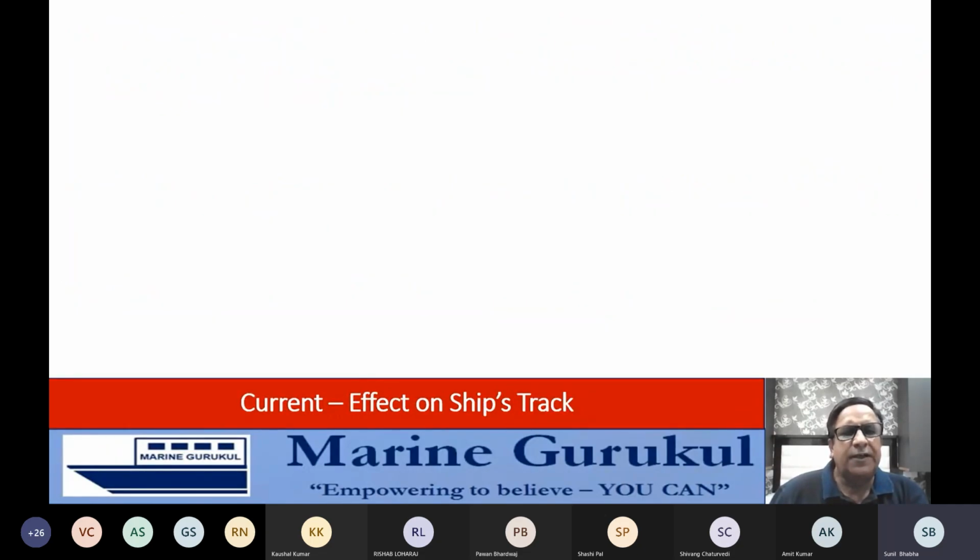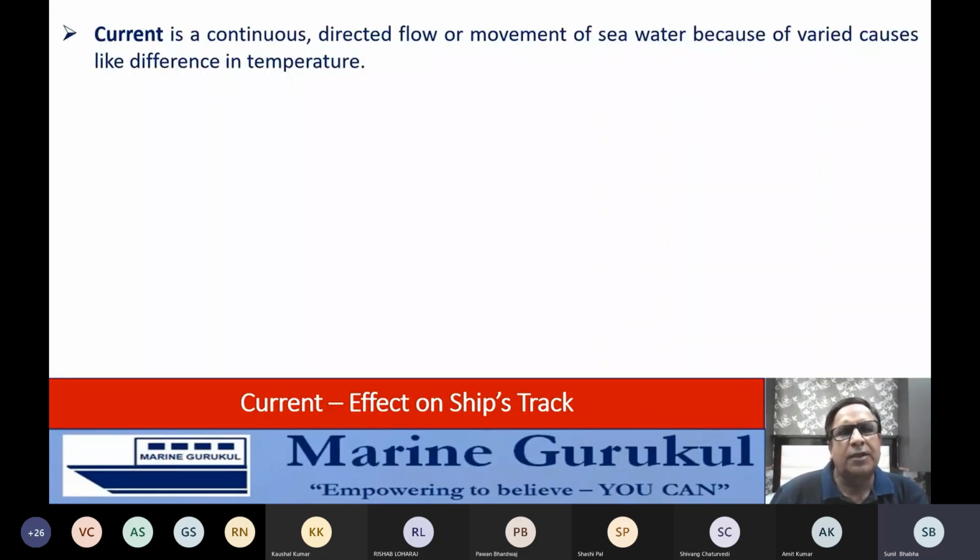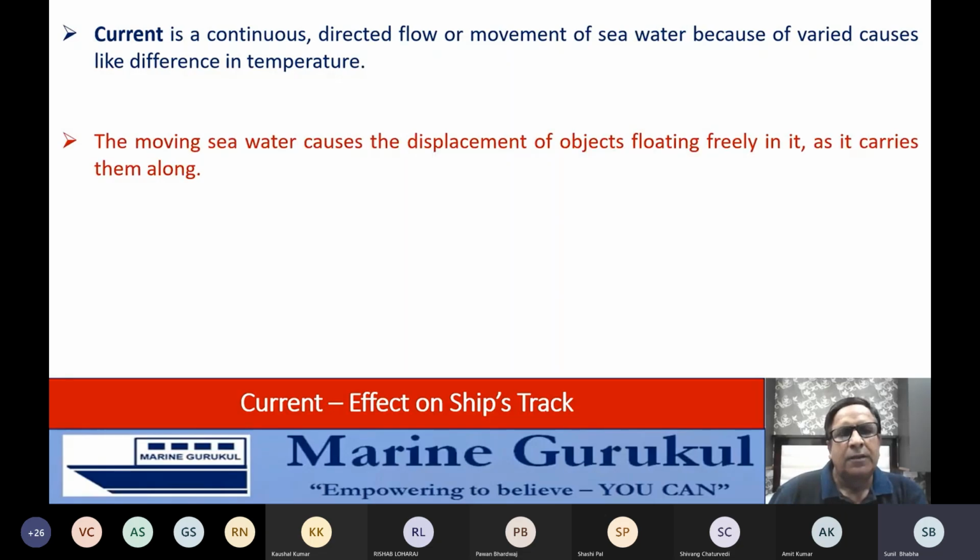Now let's understand the effect of current on the ship's track. What is current? Current is a continuous directed flow or movement of seawater because of varied causes like difference in temperature, difference in salinity, etc., etc. Moving seawater causes the displacement of objects floating in it as it carries them along.